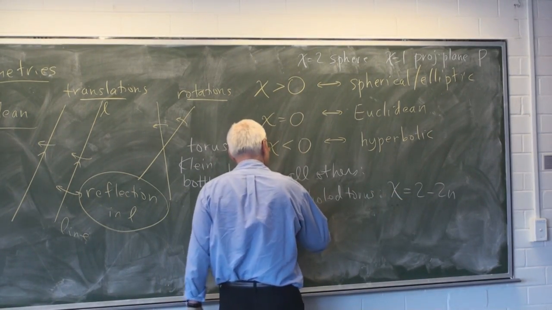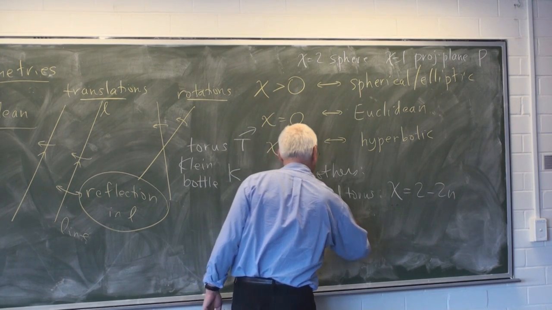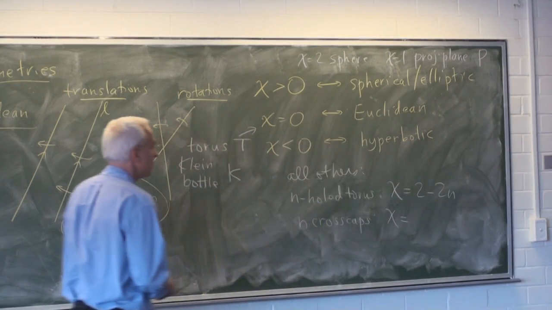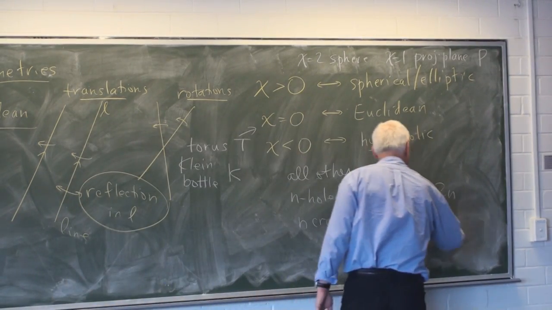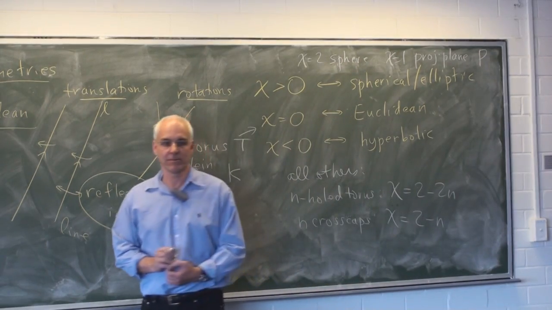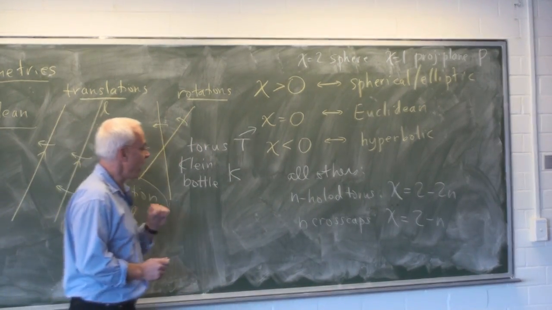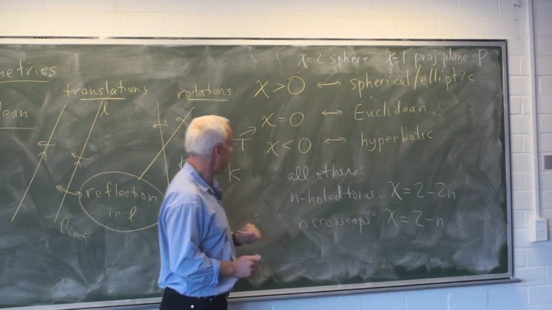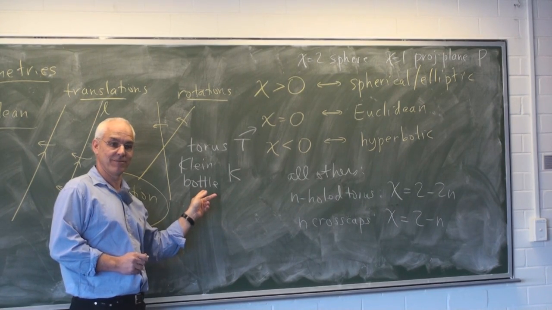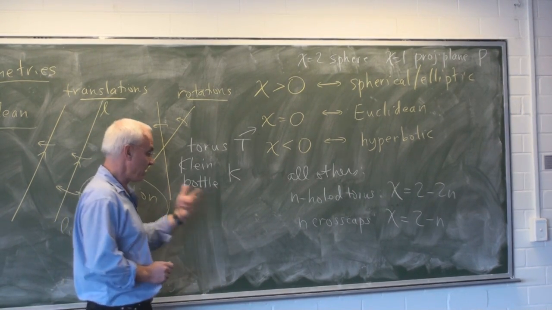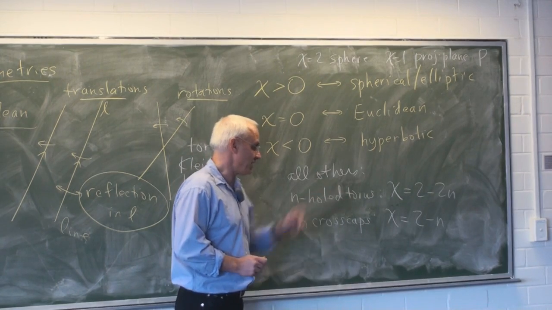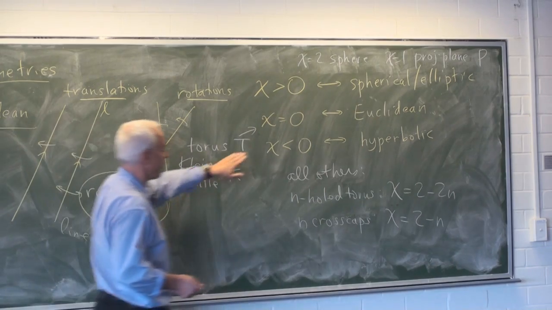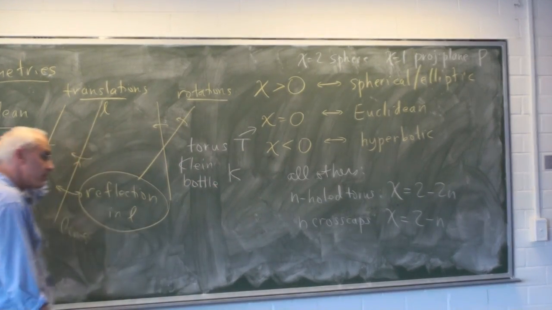And for the n cross caps, the Euler characteristic was just 2 minus the number of cross caps. So for one cross cap, we had the projective plane. For two cross caps, we have the Klein bottle. And for anything more than two cross caps, we end up with something with negative Euler characteristic, and so therefore hyperbolic type geometry.